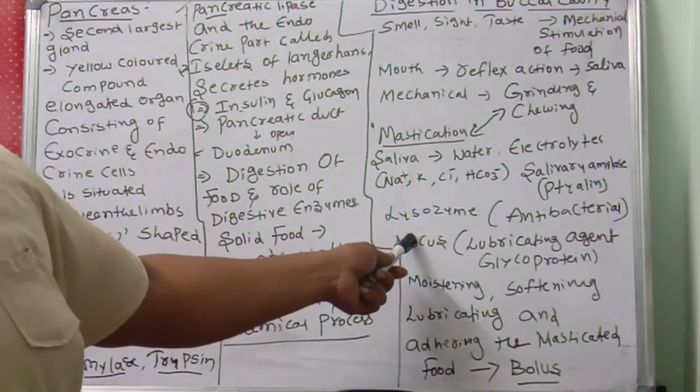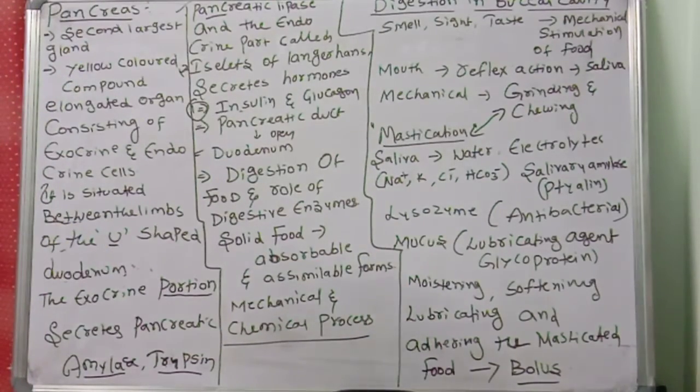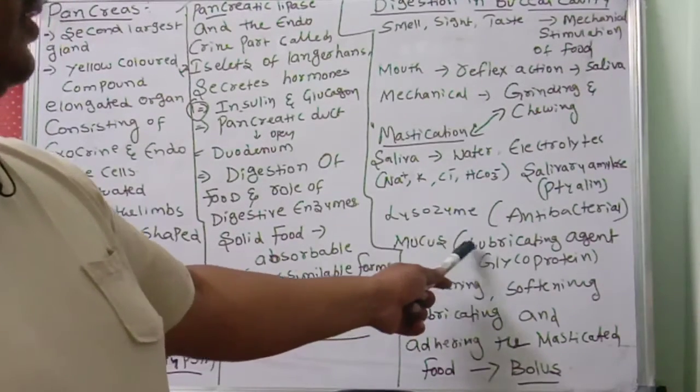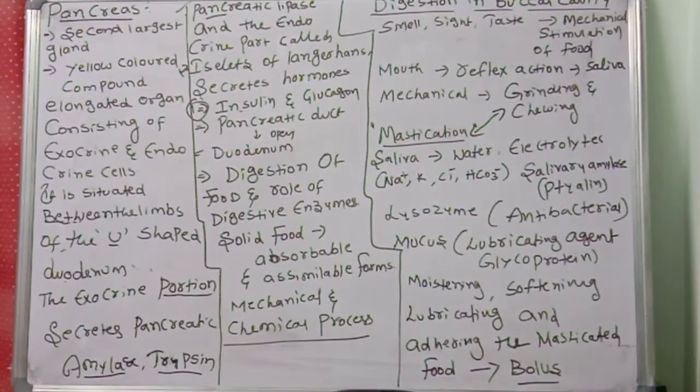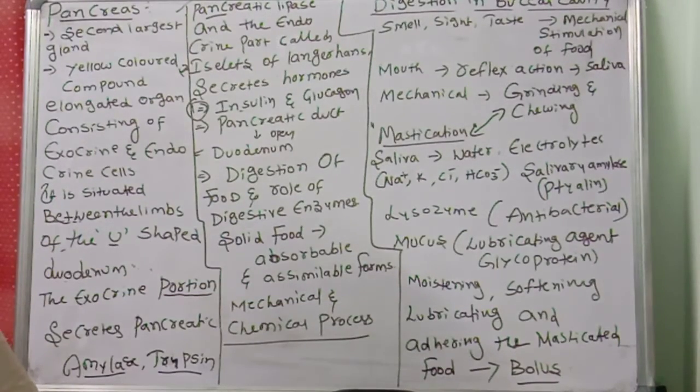Next, lysozyme is there. Lysozyme is very important, an antibacterial enzyme which kills the bacteria. Next, mucus is also there. It's a lubricating agent, a glycoprotein. Mucus is helpful for bolus formation, for moistening, softening and lubricating the masticated food into a bolus. You know very well that mucus forms the bolus from the masticated food.